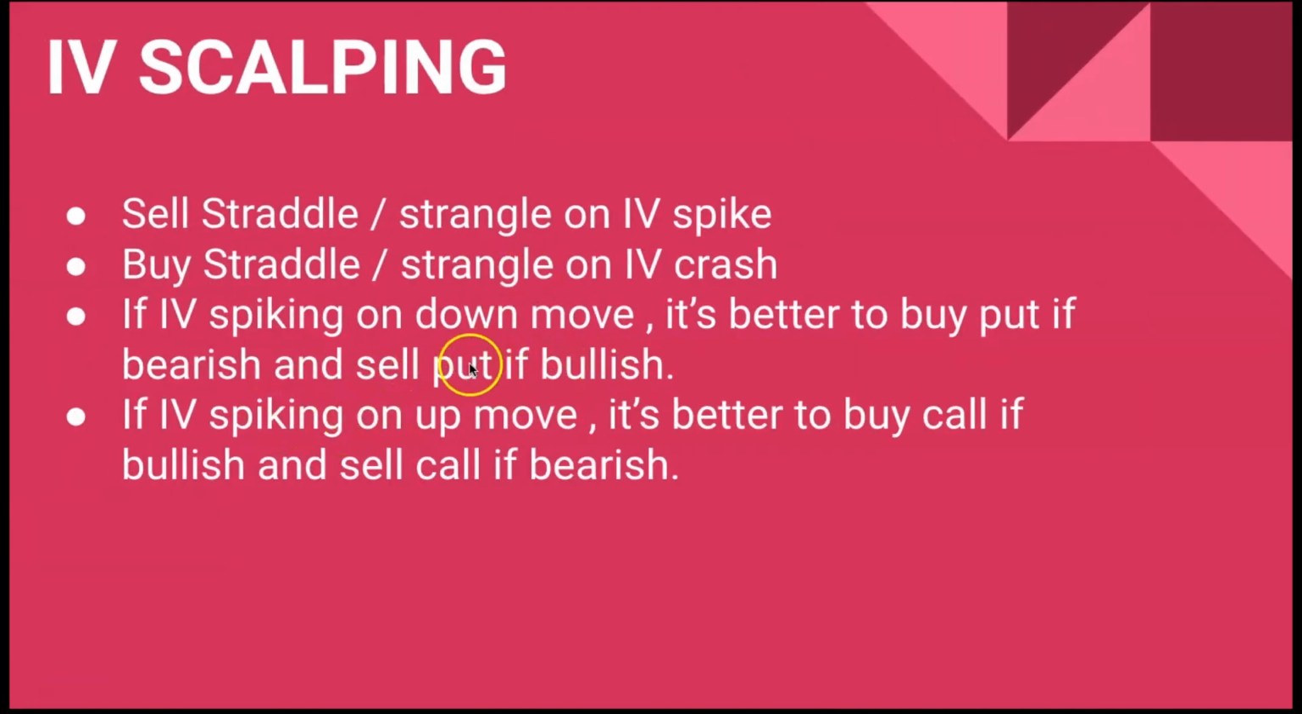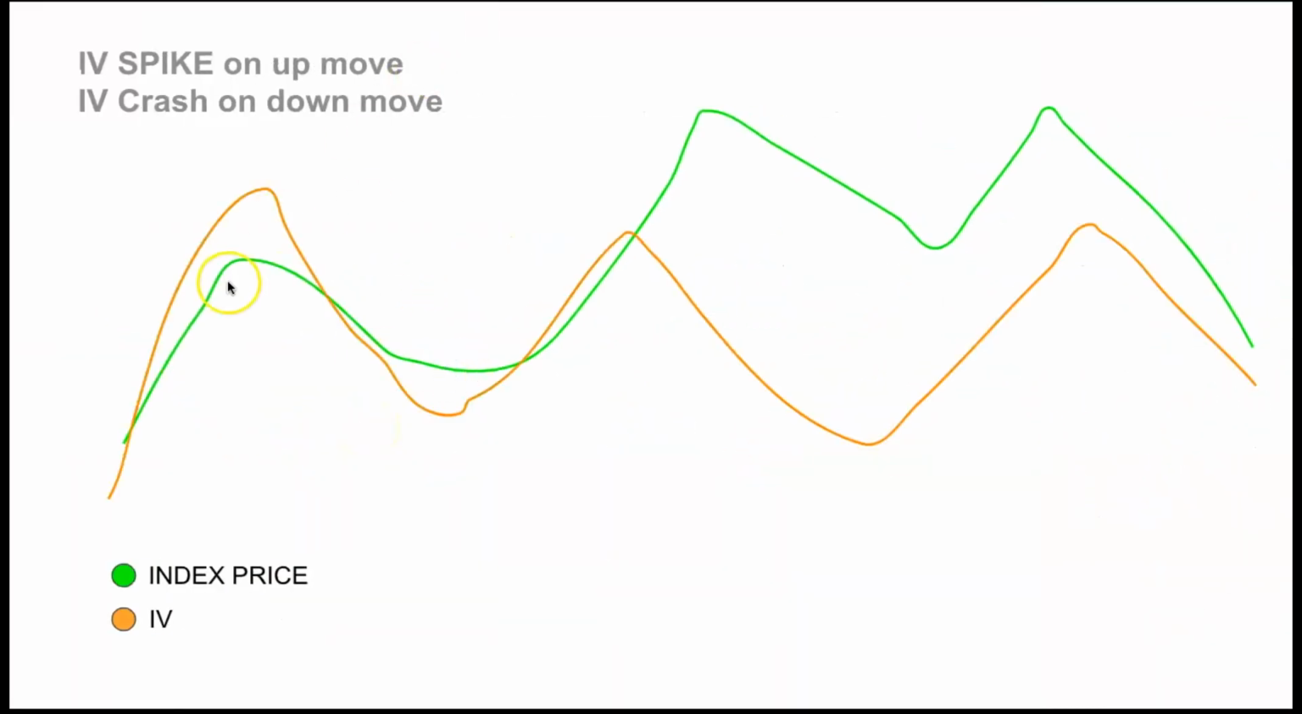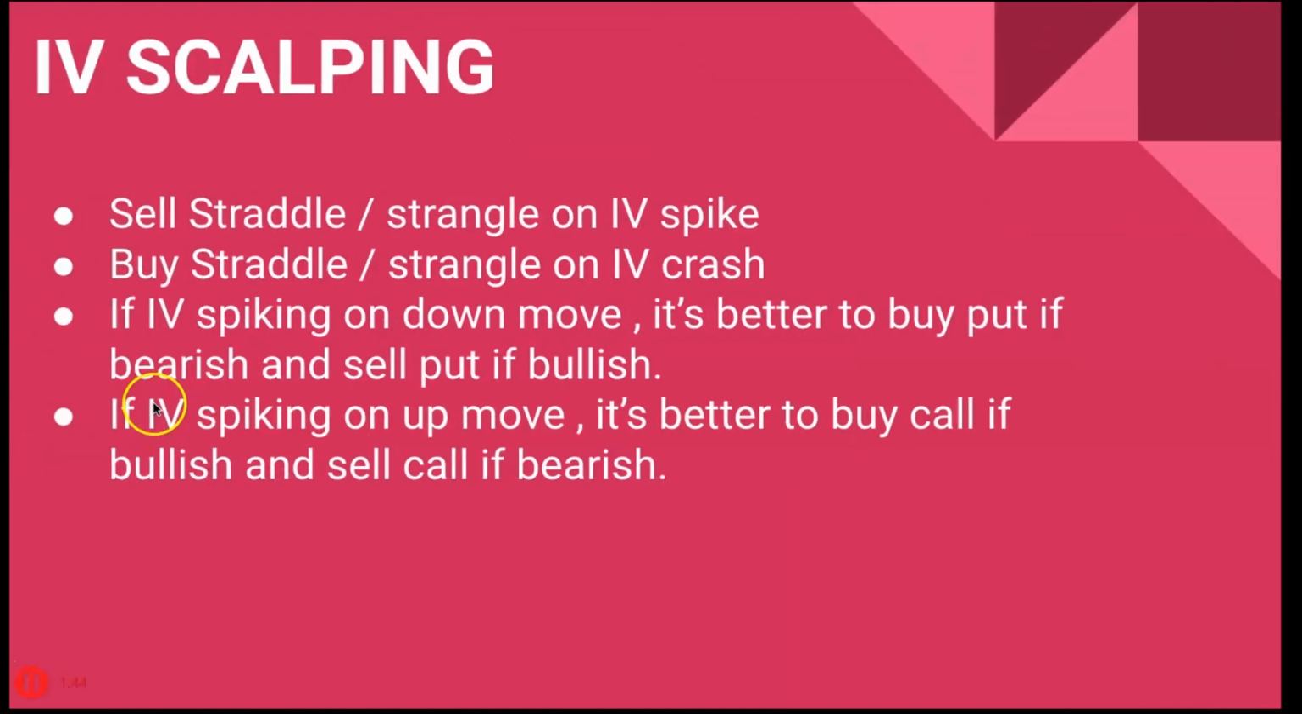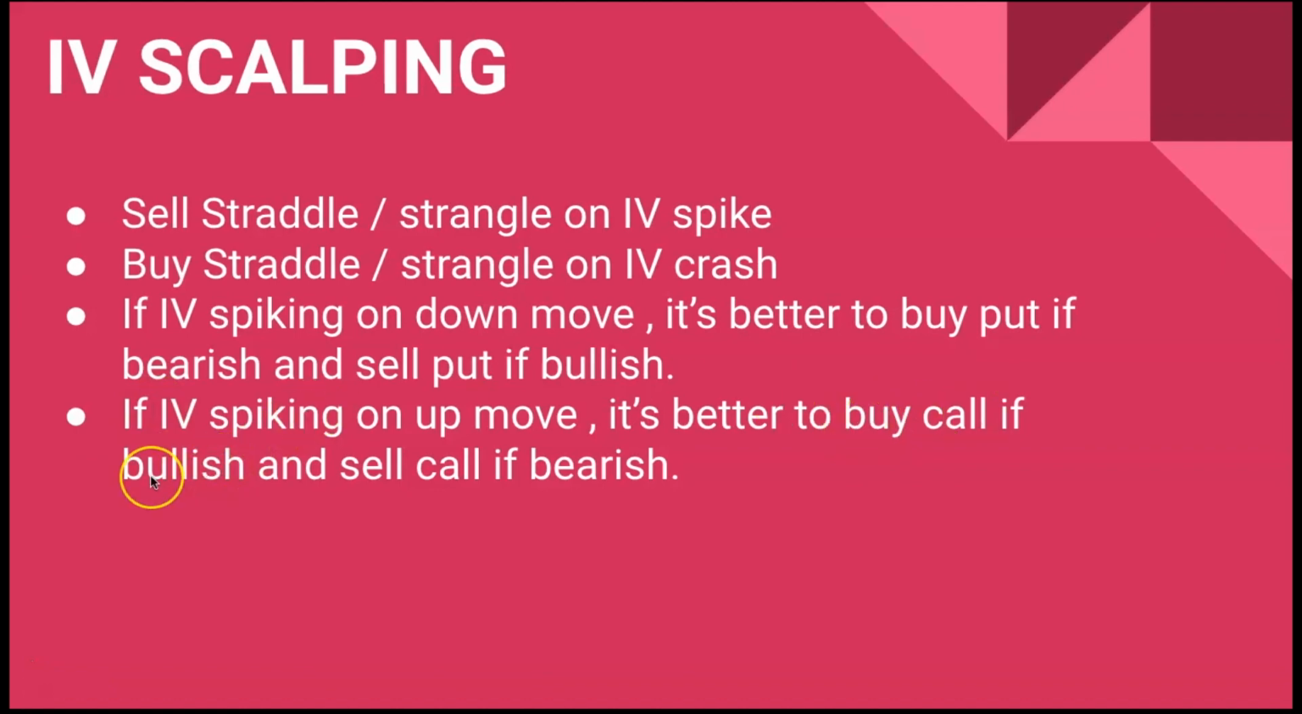And the reverse of this is the IV spiking on the up move, illustrated here. Here the panic is on the upside. Whenever the market is going up, the IV is spiking up. So here the market is going up, and we can either sell the put option or buy the call option. Since the IV is going to spike, we are not going to sell the put option. We are going to buy the call option. Buy the call if bullish.